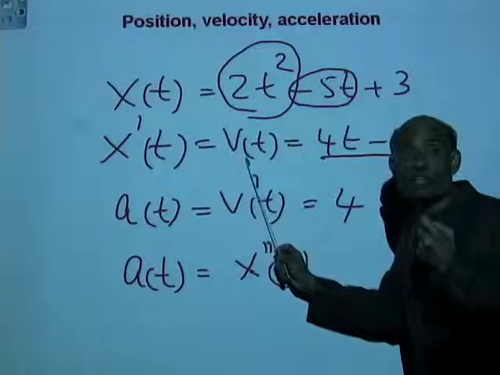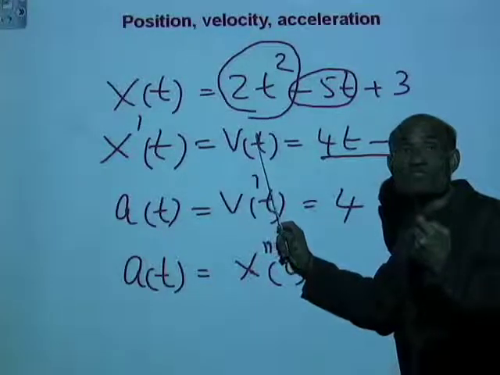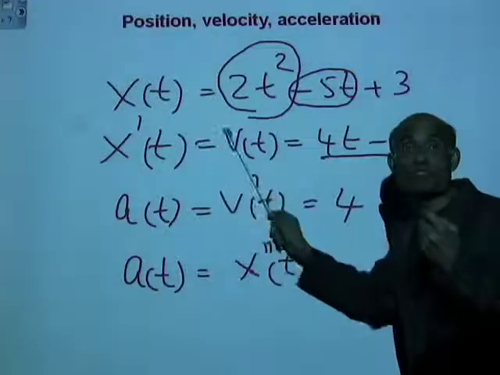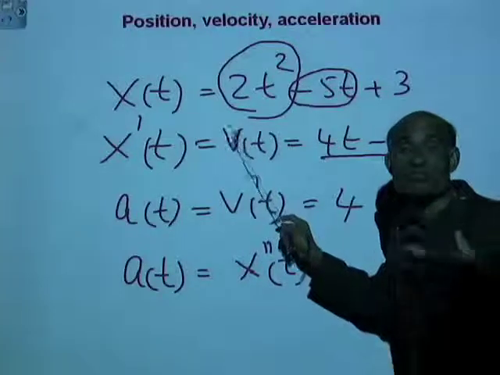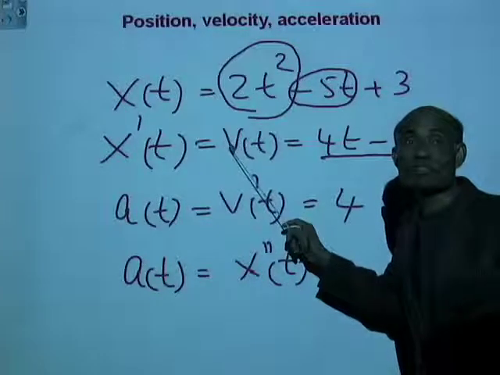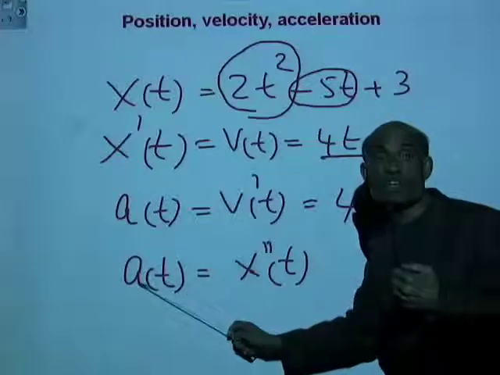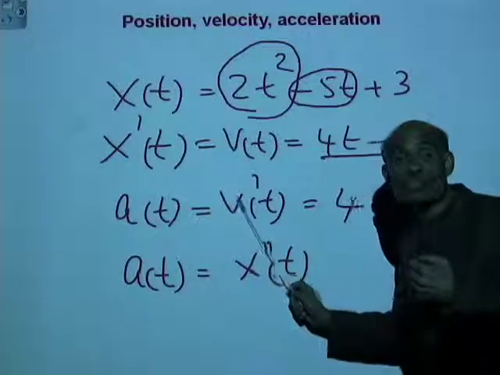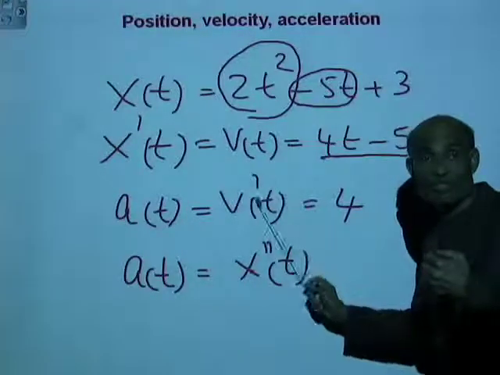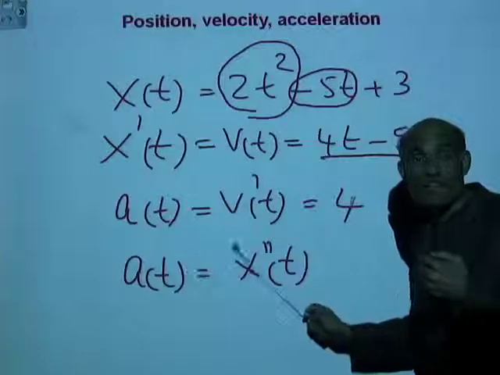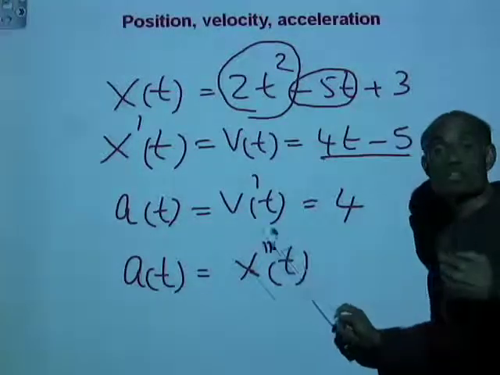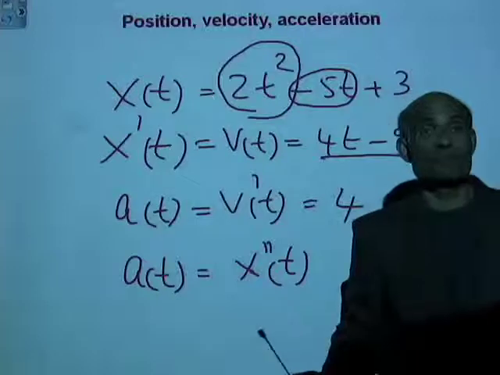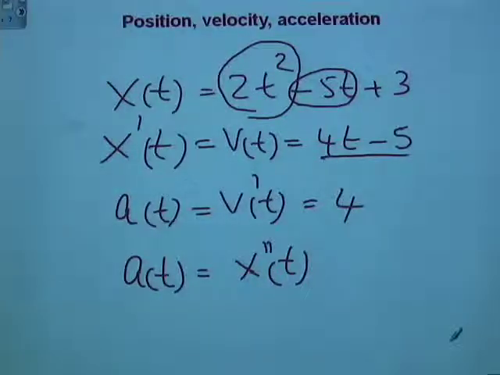So, velocity is the first derivative of the position function. Velocity is the rate of change of position. Acceleration is the first derivative of the velocity function, also the same as the second derivative of the position function. Alright, we will develop these ideas again as we move on.